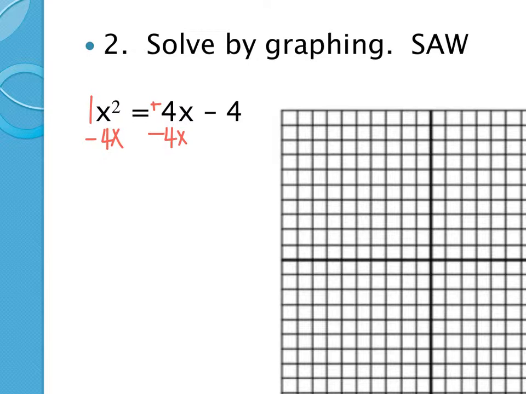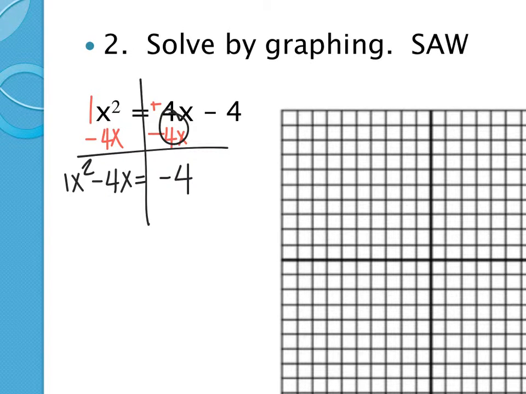Now, that's not to say, if you had wanted to subtract the x squared, you just have to divide everything by -1. So you could do that. It's about the same amount of steps. So 1x squared minus 4x equals, what's left on the other side? -4. And then lastly, you would add 4.